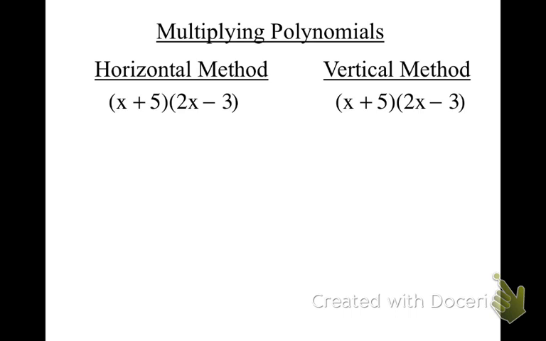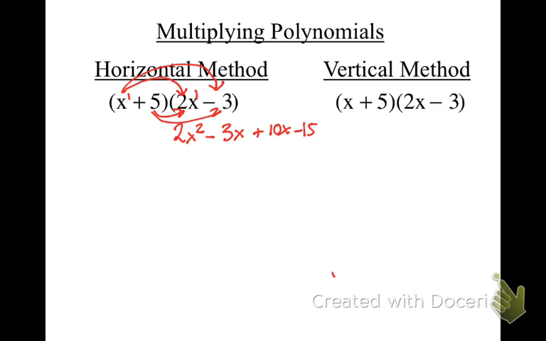Now, multiplying polynomials, we have a couple different ways you can do them. Before you know it, you're going to start doing this in your head. But the horizontal method is just like double distributing. I just take the first one and I'm going to distribute it. That becomes 2x squared, since it's x to the first and x to the first. And then when I distribute over here, I get minus 3x. And then I've got 5 times 2x makes 10x, plus 10x. And 5 times negative 3 is negative 15.